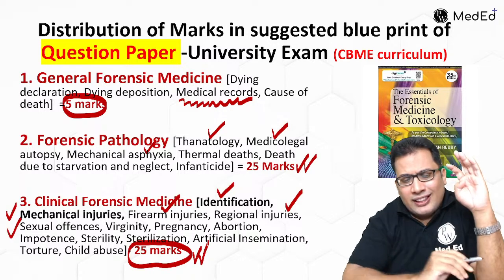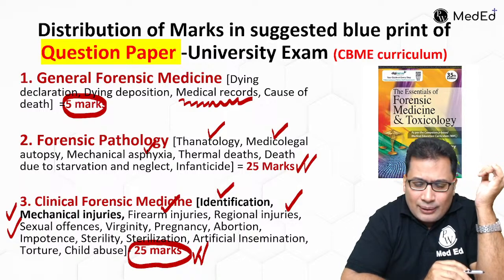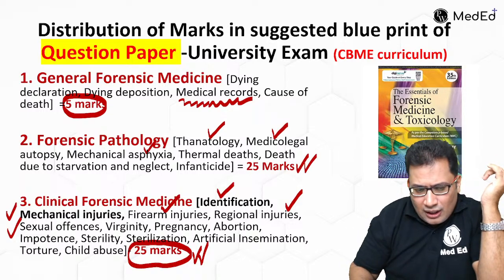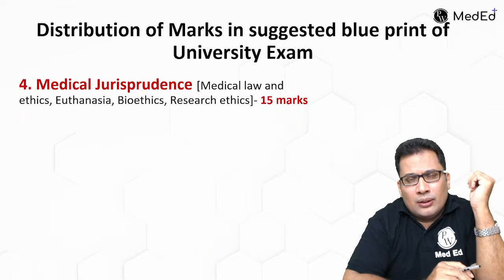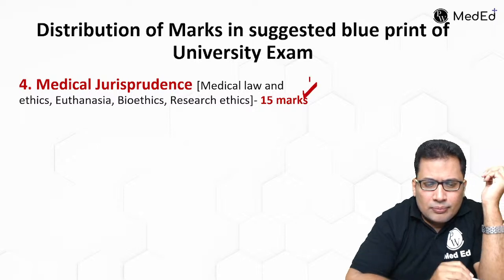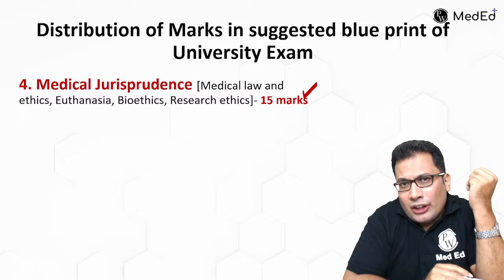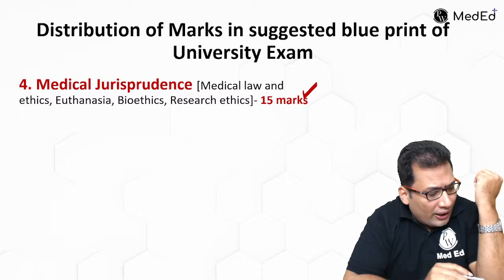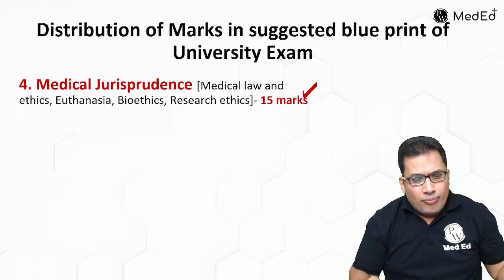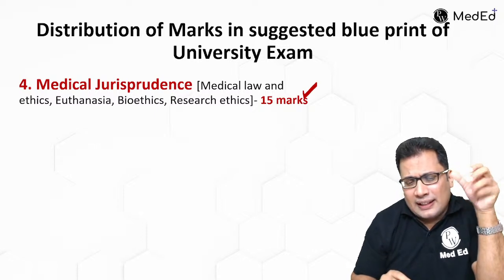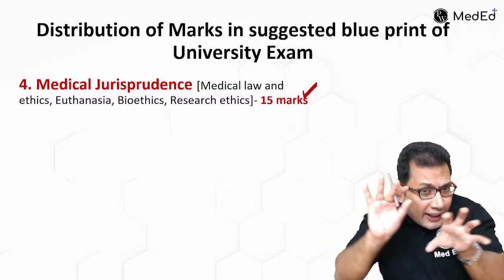Okay, general forensic medicine 5 marks, forensic pathology around 25 marks, clinical forensic medicine 25 marks. Then comes your medical jurisprudence, 15 marks. In that, very commonly asked topics are bioethics, euthanasia, medical law and ethics. Euthanasia is one frequently asked question in the exam. What are the differences between passive euthanasia and active euthanasia?